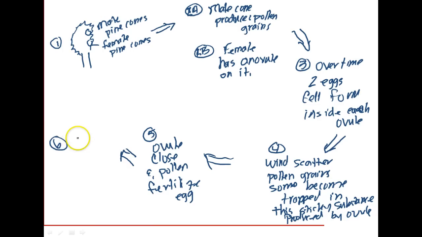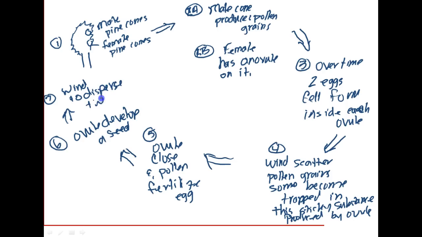Step number 6 is going to be that the ovule is going to develop a seed. And once that seed occurs, it's going to need the wind to disperse the pine seed. And that's going to grow into a seedling, which is going to eventually start to produce, as it gets bigger, male and female cones. And again, keep in mind that these male and female cones, this one is the one that's producing the sperm, which is going to be the pollen, and the female is going to produce the eggs.